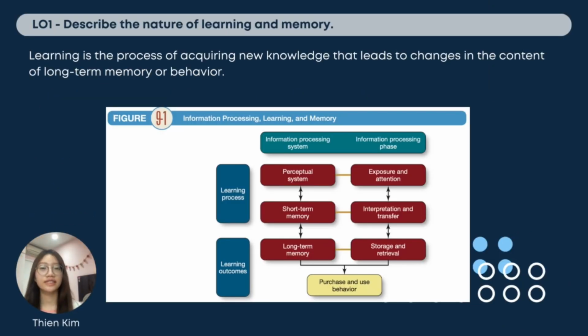Learning is the process of acquiring new knowledge that leads to changes in the content of long-term memory or behavior. In fact, consumer behavior is largely learned behavior. As can be seen from the table, different information processing systems handle different aspects of learning. Short-term memory is derived from a temporarily active subset of information in long-term memory. On the other hand, long-term memory is responsible for the storage and retrieval of information that can be utilized in making decisions. And these processes are highly interrelated.